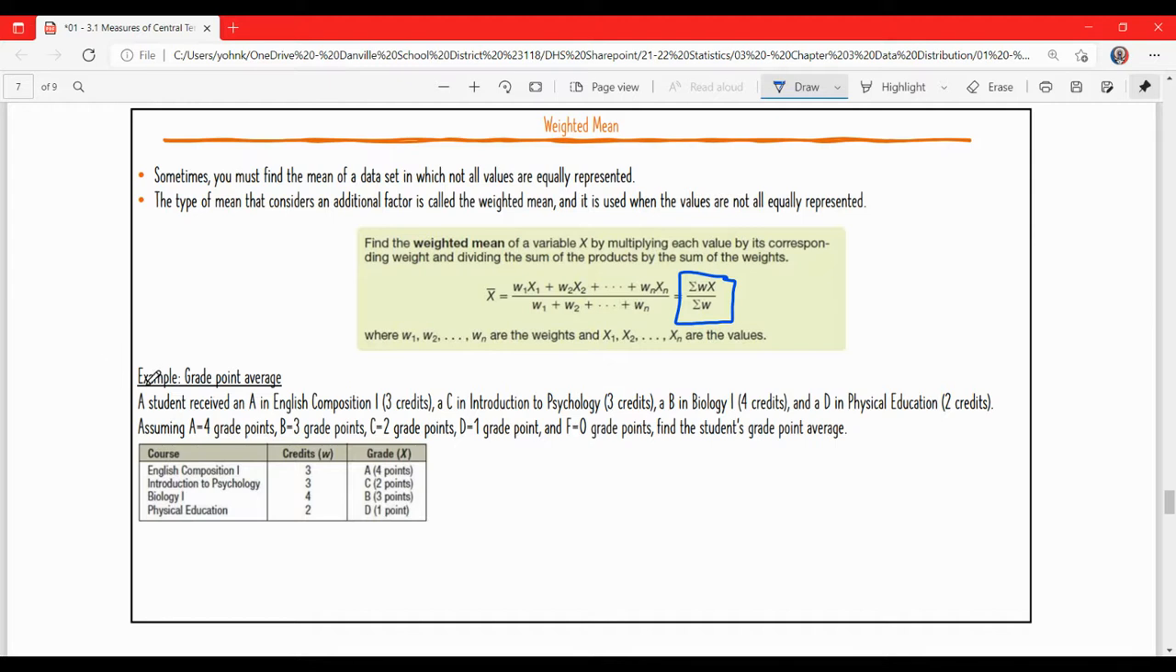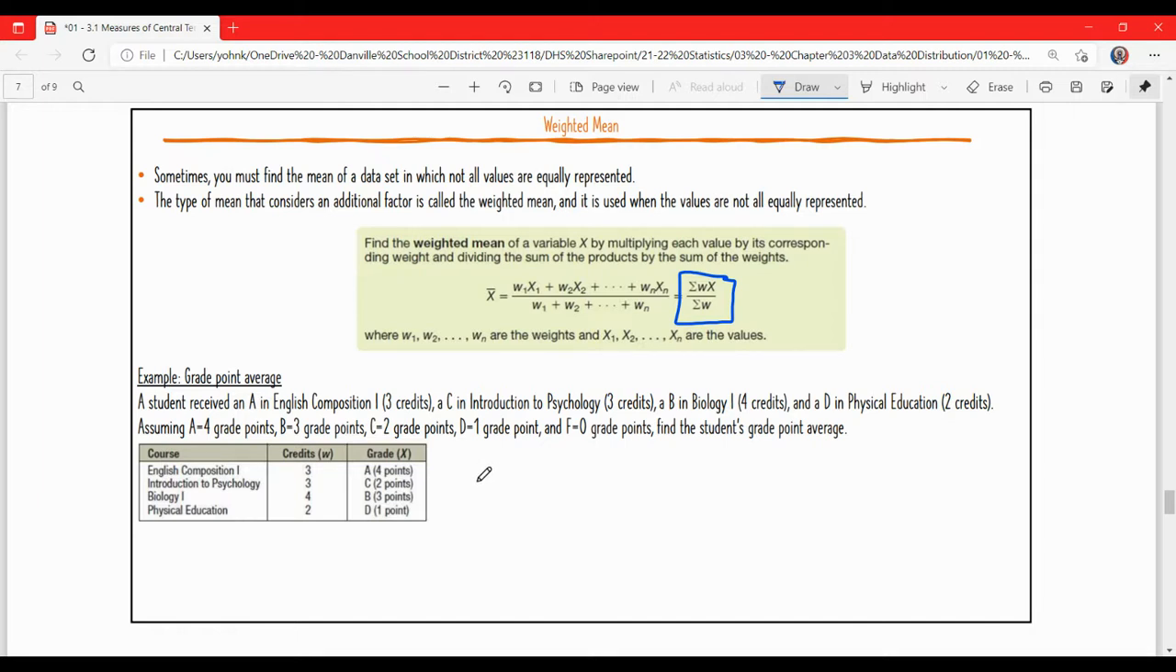So for instance, a student received an A in English Composition 1, 3 credits, a C in Introduction to Psychology, 3 credits, a B in Biology, 4 credits, and a D in Physical Education, 2 credits. Assuming that an A is 4, a B is 3, a C is 2, a D is 1, and F is 0, find the student's grade point average.